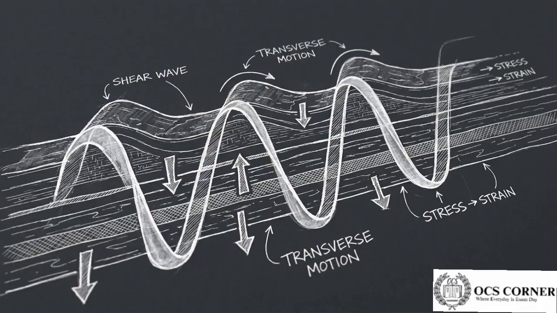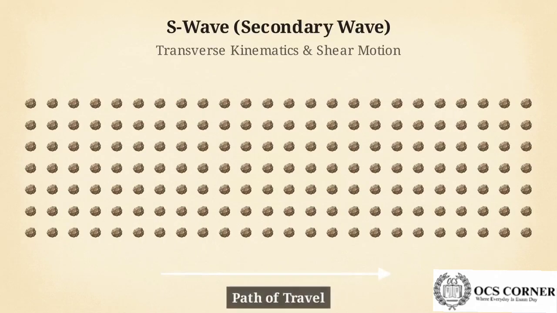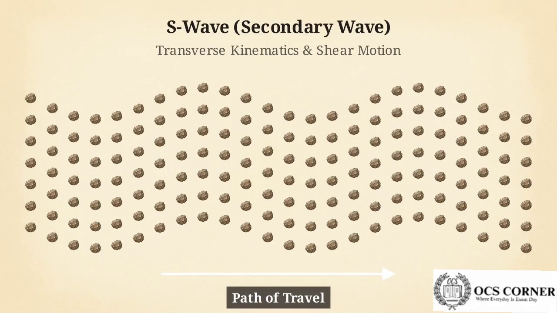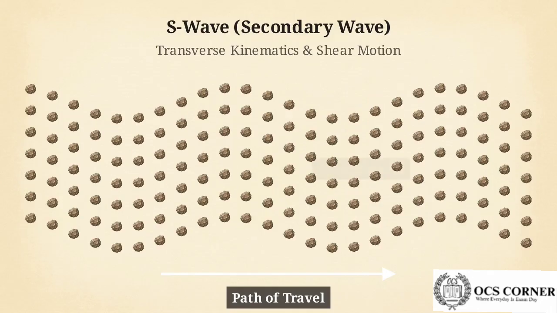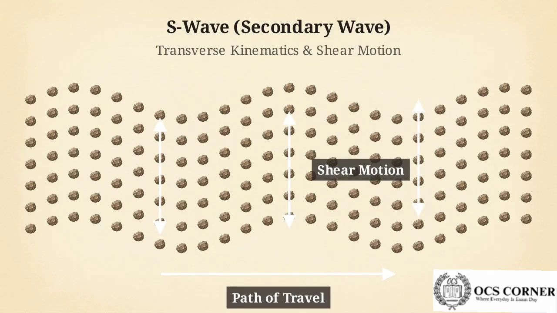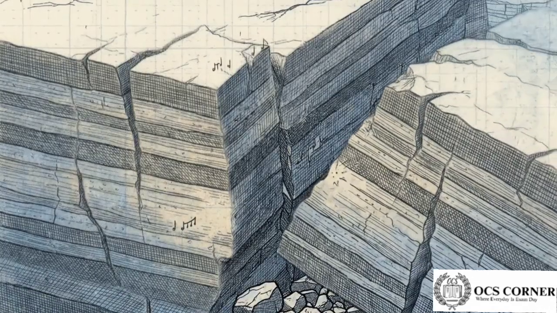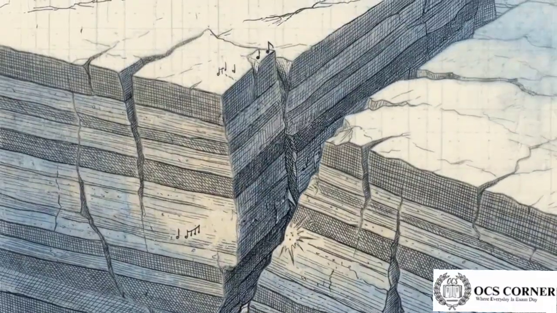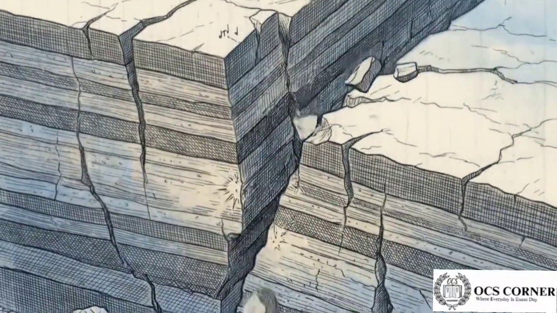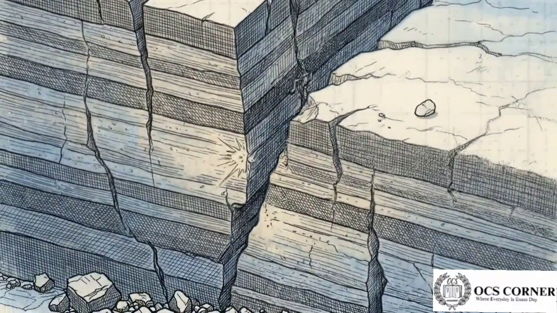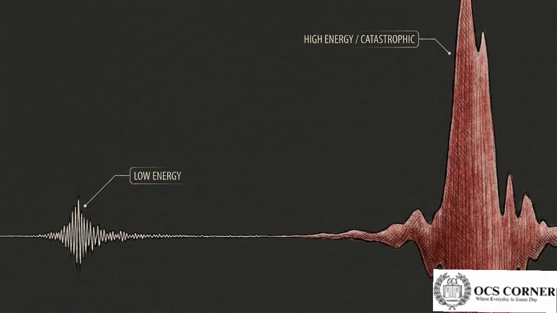Immediately trailing the primary wavefront is the second phase of the energy transfer. These are the slower secondary waves, or S waves. Looking again at the rock texture, we see the transverse kinematics of the S wave. Unlike the push-pull of the P wave, S waves travel with a distinct up and down shear motion that runs entirely perpendicular to their path of travel. These shearing mechanics face higher resistance within the rock matrix, causing S waves to inherently lag behind compressional waves. However, this slower transverse motion carries vastly higher amplitudes, generating significantly more destructive potential.